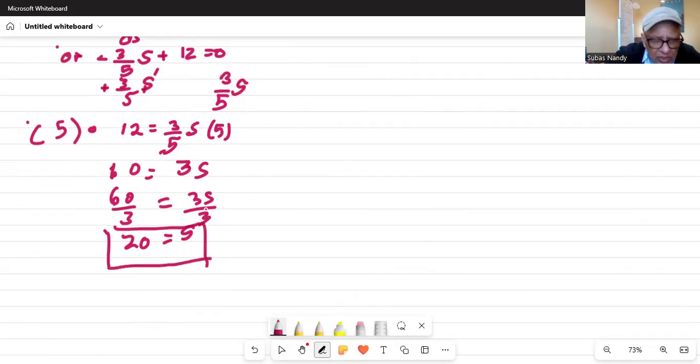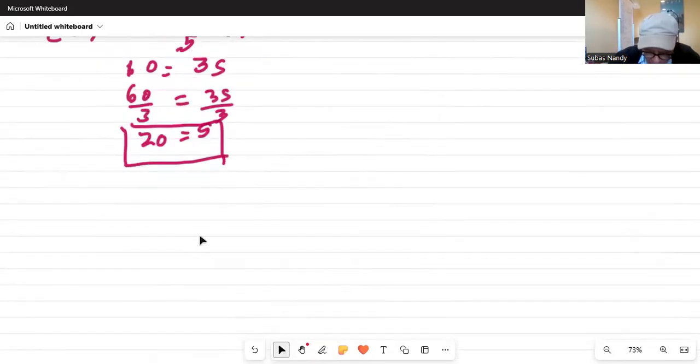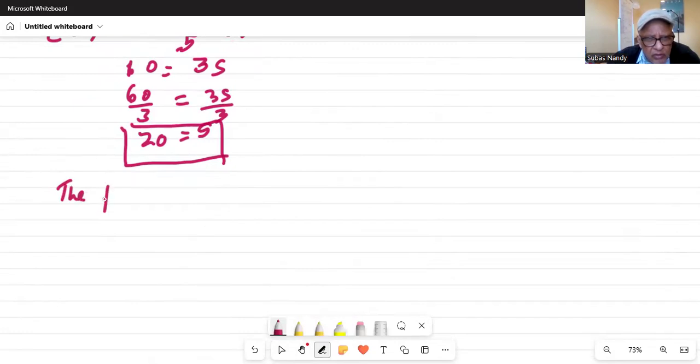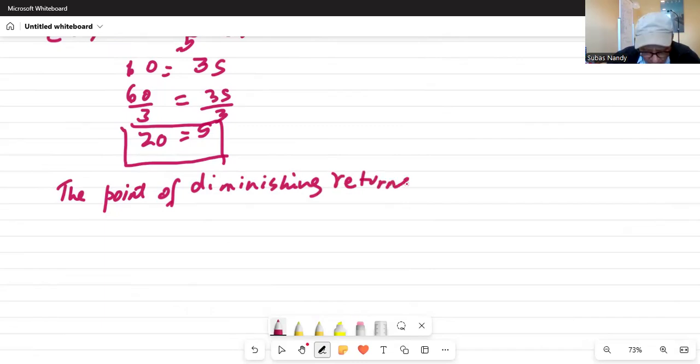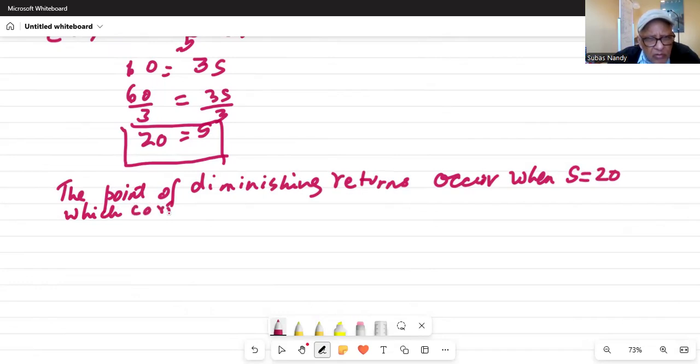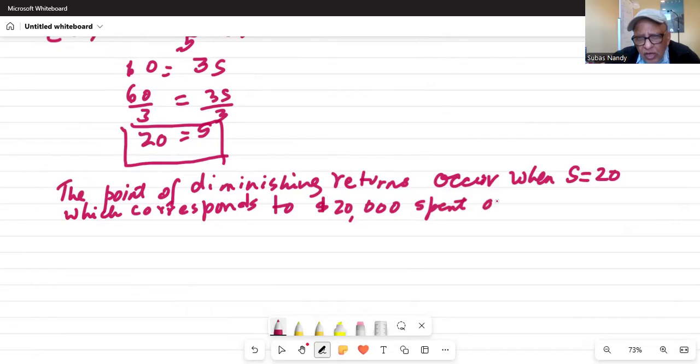What does it mean? It means the point of diminishing returns occurs when S is equal to 20, which corresponds to 20,000, because remember S is in thousands. 20,000 spent on advertising.